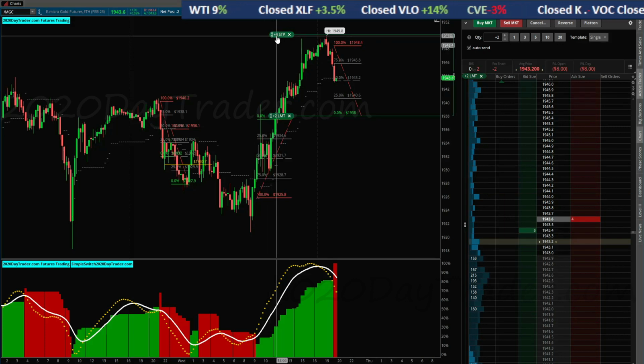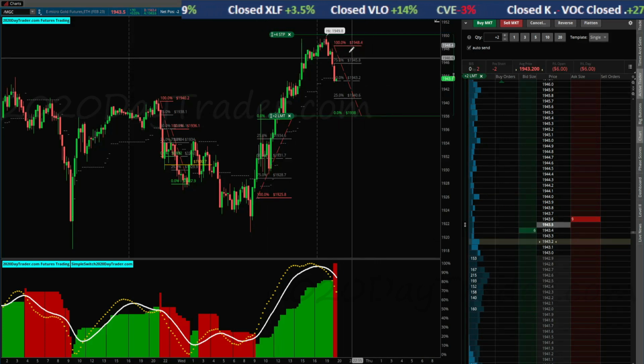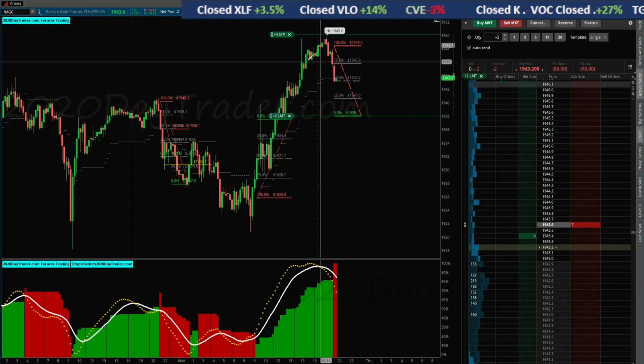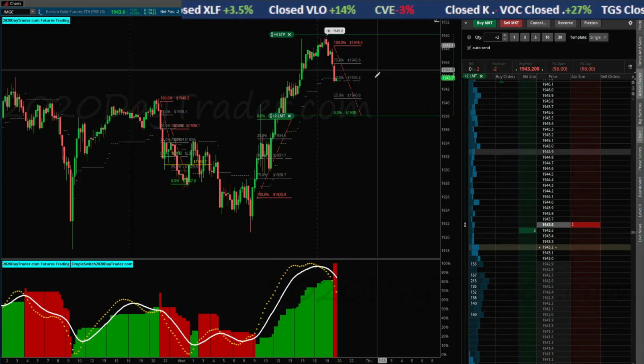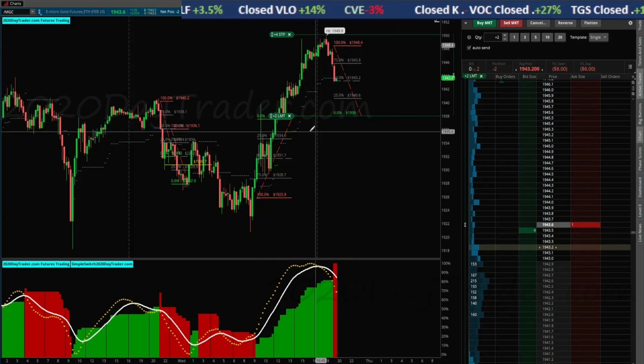Okay, so now that says 4, so that'll speed bump automatically now. So if it goes against me, I'll buy 2 to get out of the trade, then I'll buy 2 more to get in the trade immediately going in the upward direction. So we'll see how this goes.